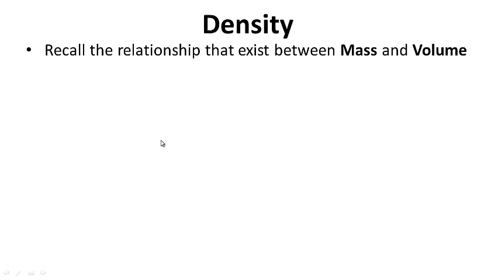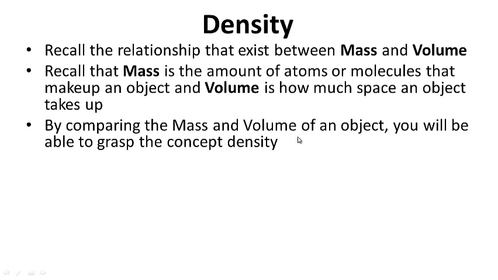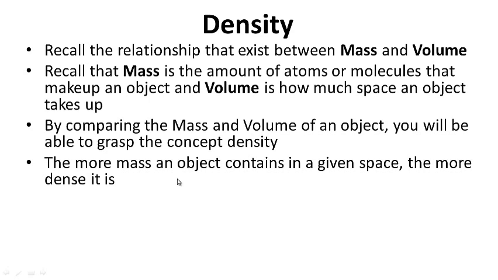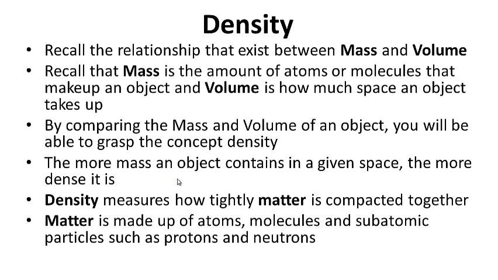Density. Recall the relationship that exists between mass and volume. Mass is the amount of atoms or molecules that make up an object, and volume is how much space an object takes up. By comparing the mass and volume of an object, you'll be able to grasp the concept of density. The more mass an object contains in a given space, the more dense it is. So density measures how tightly matter is compacted together. Matter is made up of atoms, molecules, and subatomic particles such as protons and neutrons.